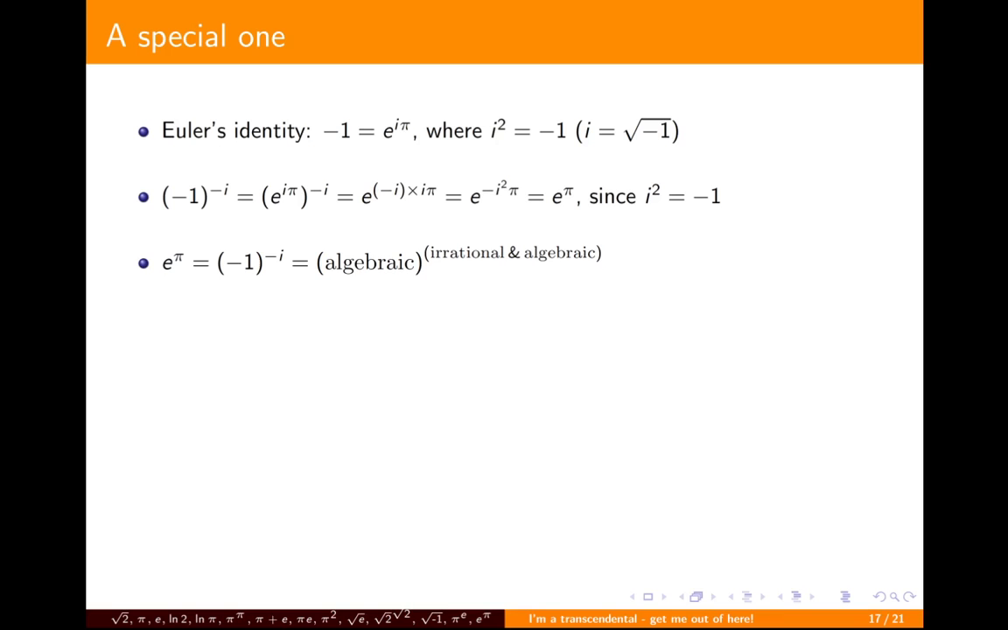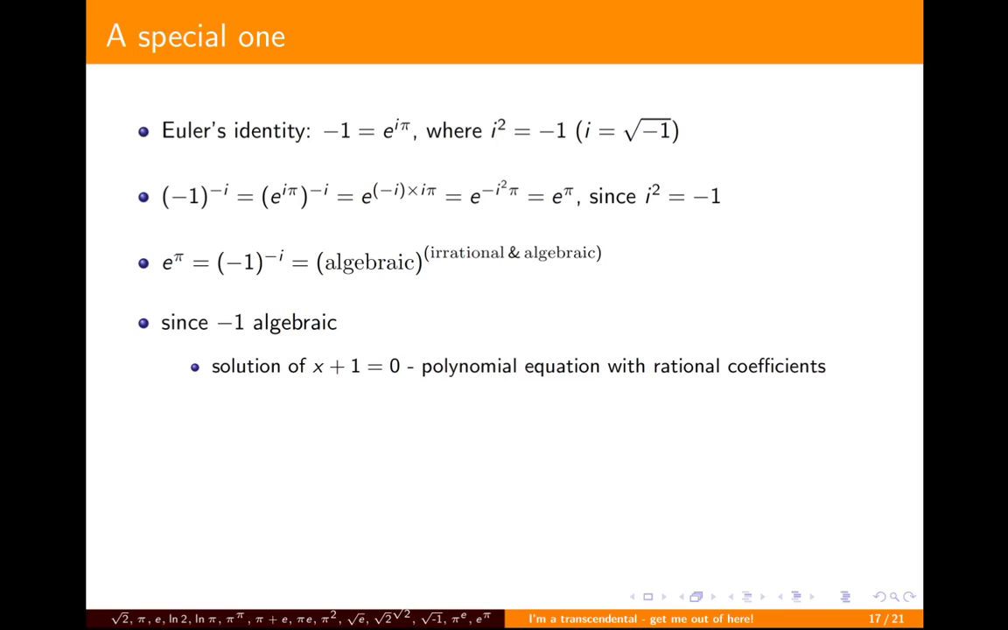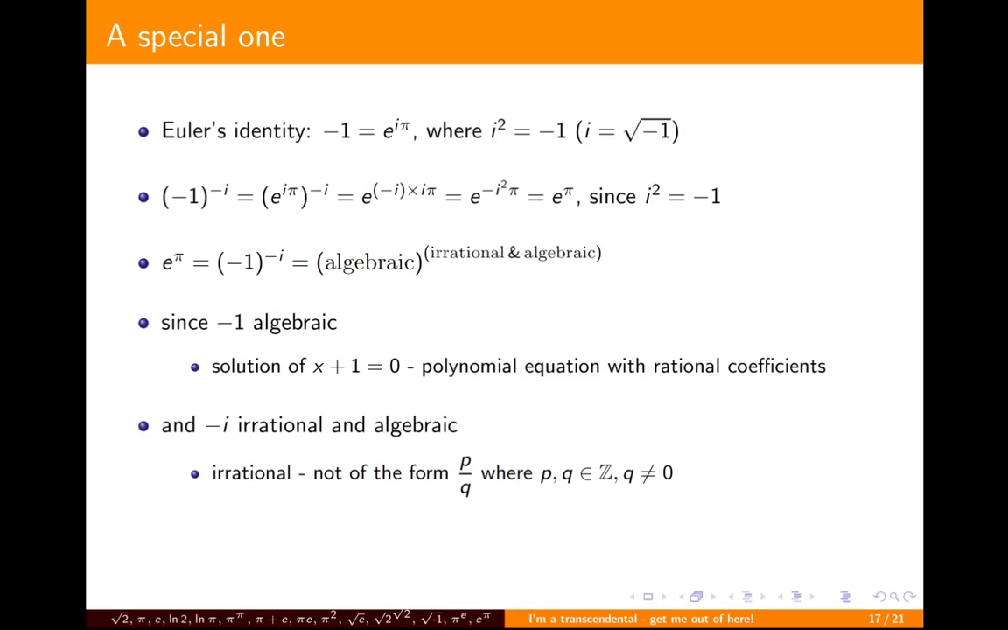Now the base -1 is algebraic. The power is also irrational and algebraic. That gives us scope for using the theorem. So -1, the base, is algebraic because it's the solution of x plus 1 equals 0, a polynomial equation with rational coefficients. The power, -i, is also irrational and algebraic. It's irrational because it's not even a real number. It's not of the form p divided by q, where p and q are integers and q non-zero. It's also algebraic because it's the solution of x squared plus 1 equals 0. Check that. With rational coefficients 1 and 1.